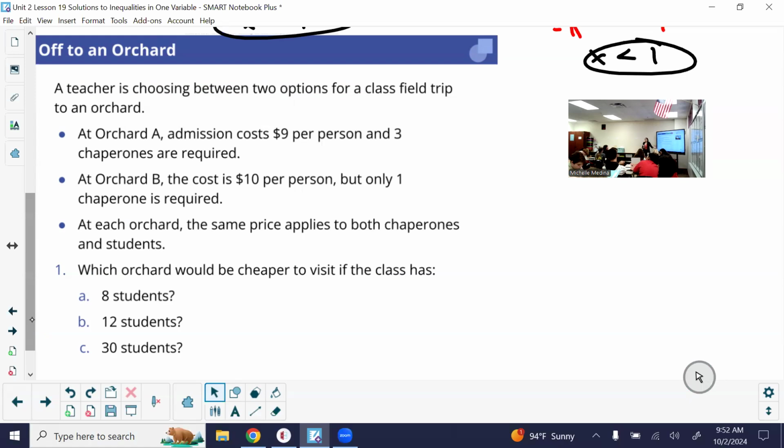So you need to problem solve in your groups which orchard would be cheaper to visit if the class has 8 students, 12 students, 30 students. When you figure that out, you can move on to the next part, but we are going to go over this part in about 4 minutes, okay? So divide and conquer, talk about it, do it all together, but be ready in 4 minutes.